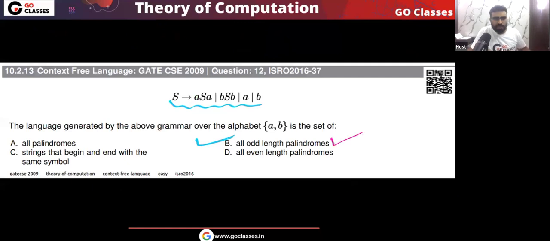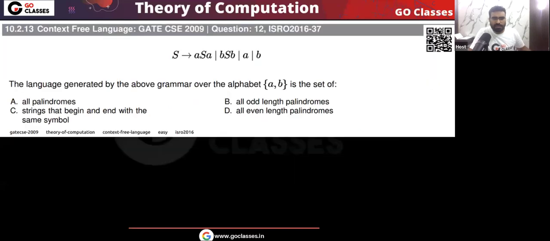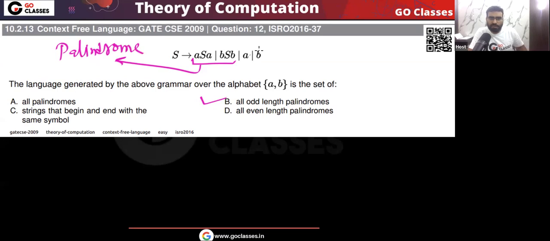Tell me what are the counter examples for options A, C, D. Let's find the counter examples. We have already seen the answer, because this will give you a palindrome, and because of this, it will become an odd palindrome. Okay, understood? So you can easily see.